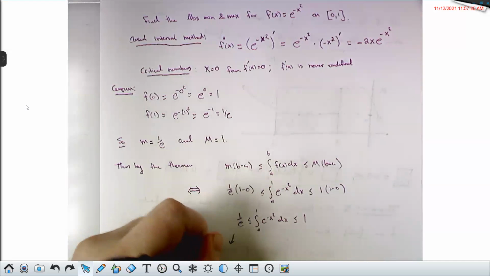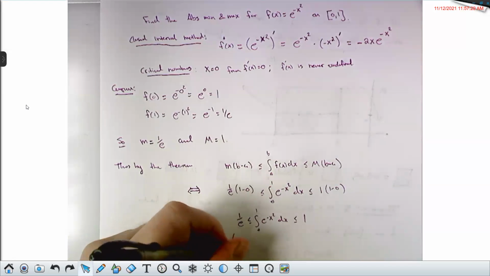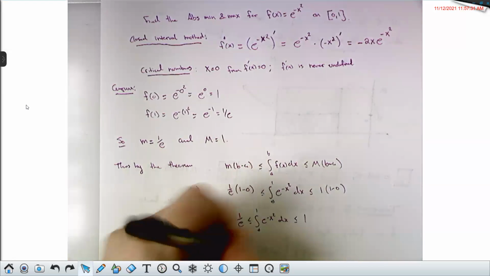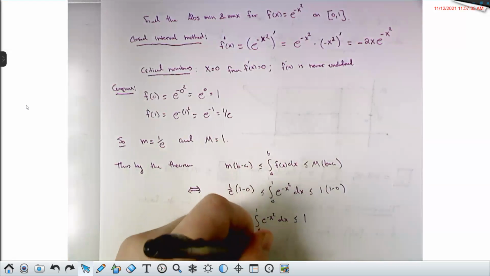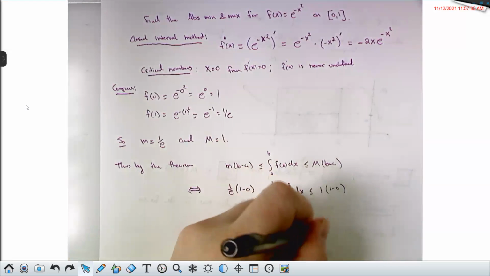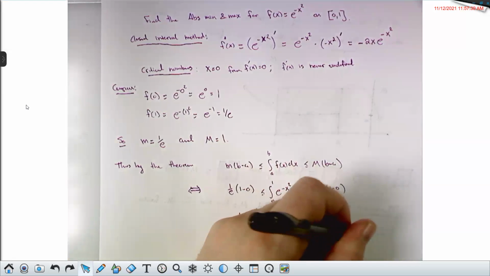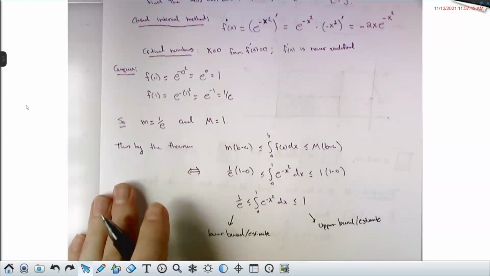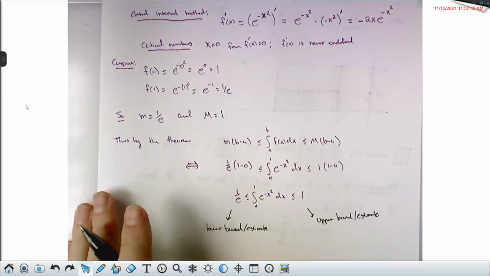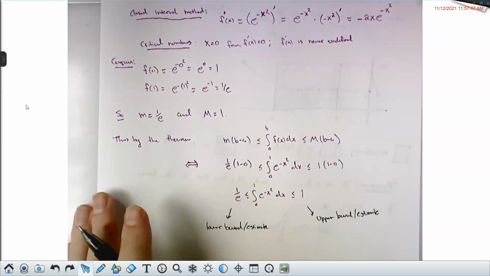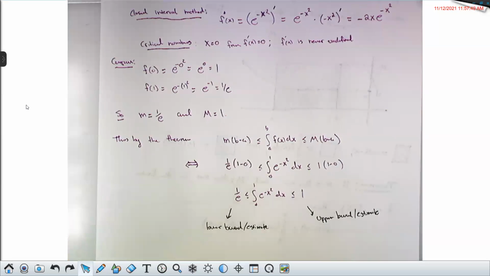So this would be my lower bound or lower estimate. And this would be my upper bound or estimate. And again, this is really rough, right? Neither of these is very accurate. But we know that the actual value of that integral is somewhere between 1 over e and 1.